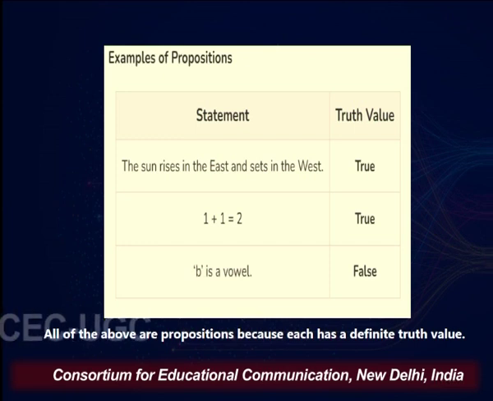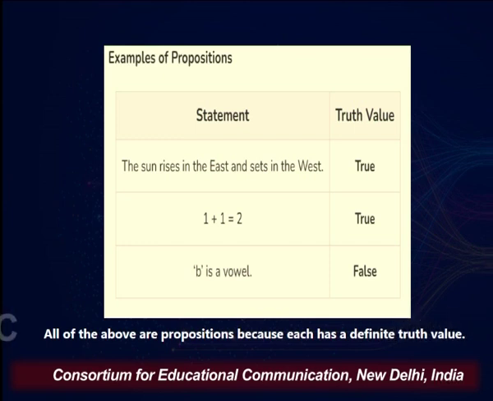Let us take some examples of propositions. The propositions here have a definite truth value, as in they can be either false or true. For example, the statement the sun rises in the east and sets in the west has a truth value of true. 1 plus 1 equals 2 is also true, and if we say B is a vowel, that is not true, so we will call it false. So, here we have some examples of propositions.